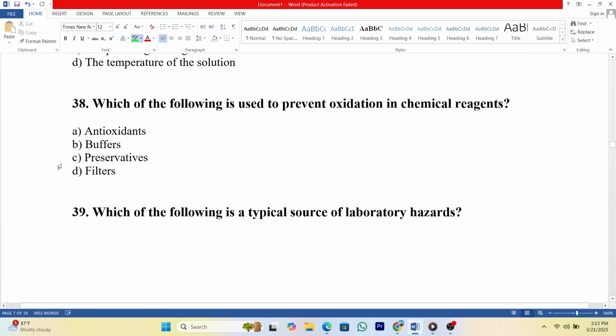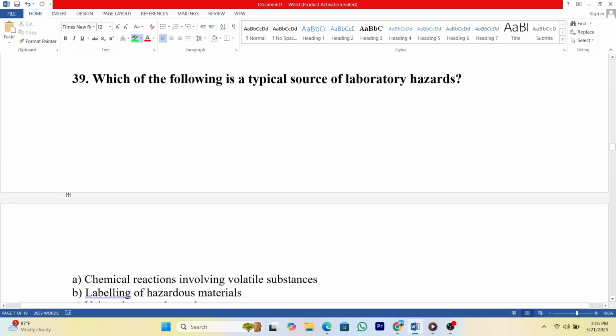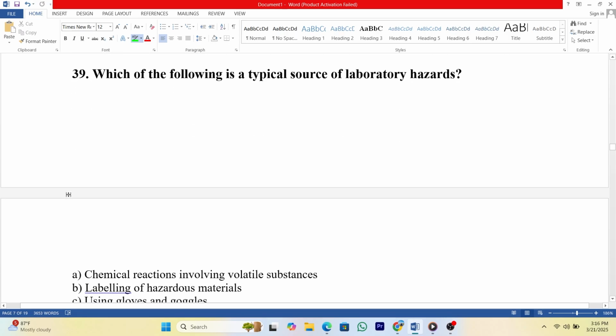38. Which of the following is used to prevent oxidation in chemical reagents? A. Antioxidants. B. Buffers. C. Preservatives. D. Filters. Answer, A. Antioxidants.